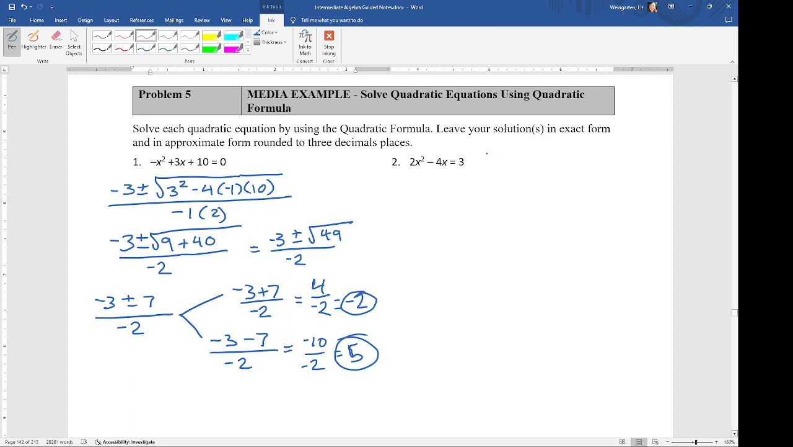Let's take a look at number 2 and see if we get any more exciting solutions. So before you use the quadratic formula, you have to make sure that your quadratic equation is set equal to 0. So I'm going to have to subtract 3 from both sides in order for this to work properly. So I have a negative b plus or minus the square root of b squared minus 4ac all over 2a.